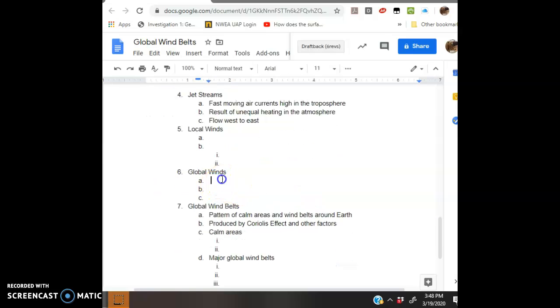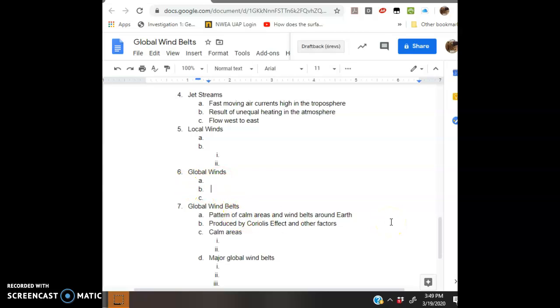Next, then you have on a larger scale global winds. Global winds are winds that blow steadily from specific directions over long distances. That's your letter A. So winds that blow steadily from specific directions over long distances. They're created by unequal heating of the Earth's surface, and they occur over a large area. So local winds, small area, global winds, large area.